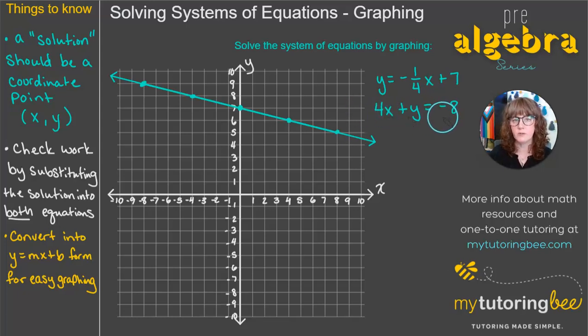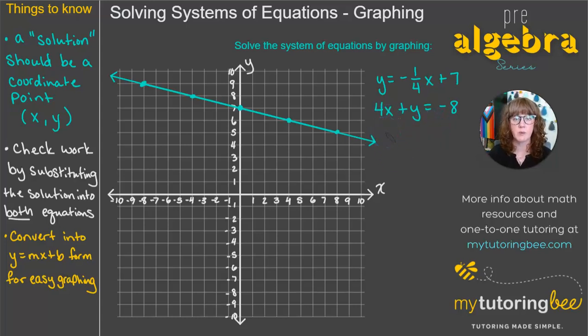Now it's in standard form. I can change this into slope-intercept form. I have a video on that as well, how to convert standard form into slope-intercept form for easy graphing, but there is a way that you can graph it from standard form. So I'm going to go ahead and try that with this equation.